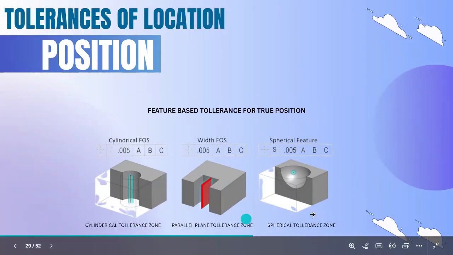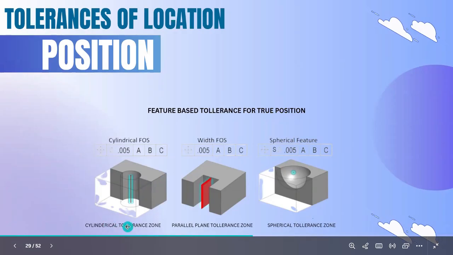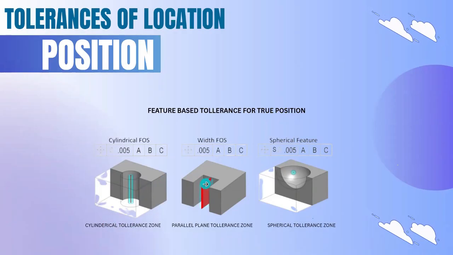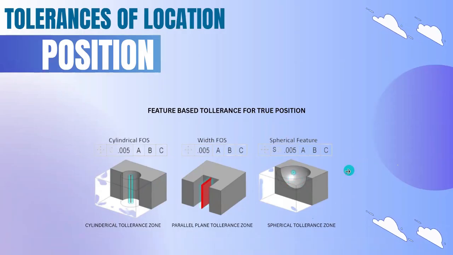There is a different tolerance zone in position, depending upon the feature. First, for a cylinder, it will be a cylindrical tolerance zone. If they ask position for a plane, then the tolerance zone will be parallel planes. If they ask position for a spherical feature, then the tolerance zone will be spherical. That blue highlighted area is the tolerance zone.